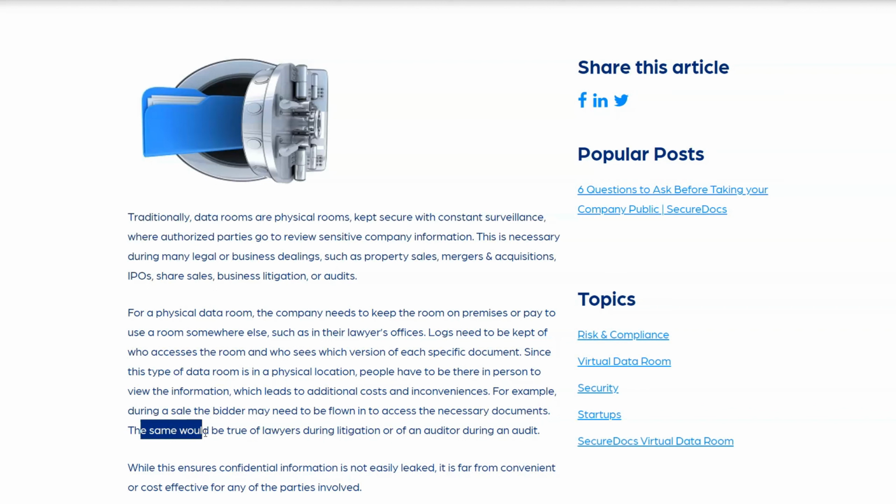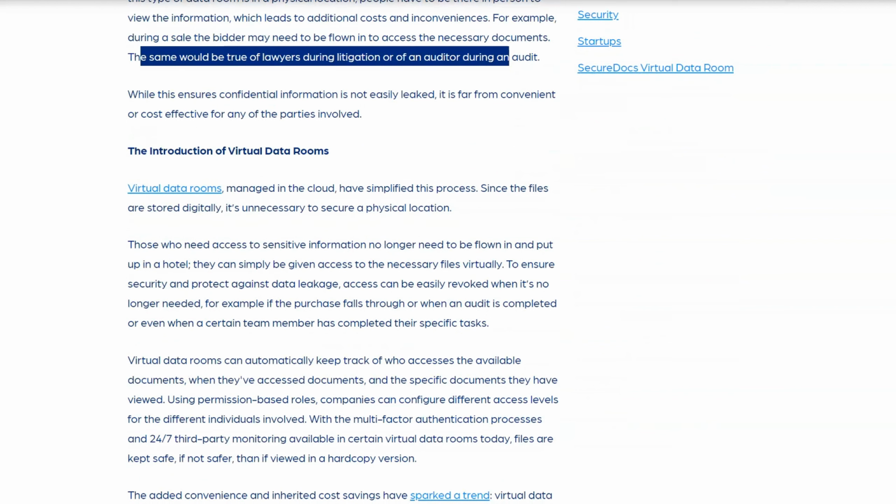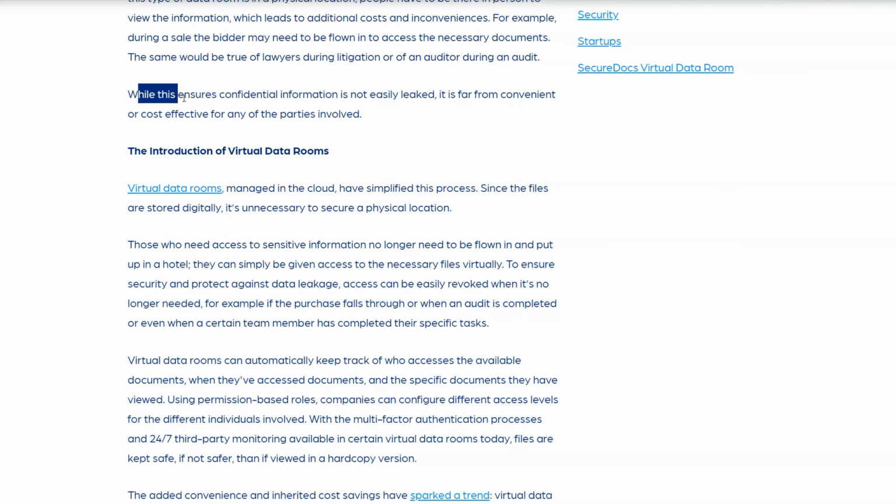The same would be true of lawyers during litigation or an audit. Will this ensure confidential information is not easily leaked? It is neither convenient nor cost effective for any of the parties involved.